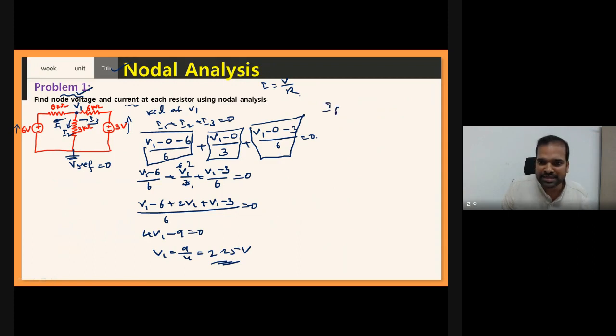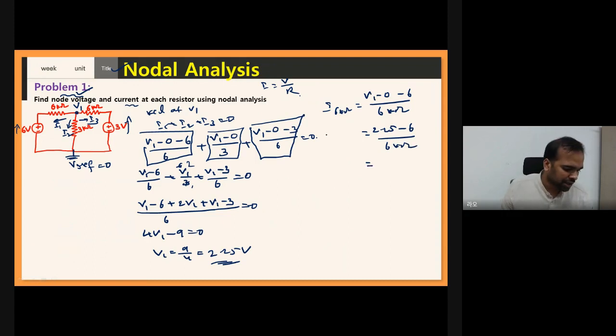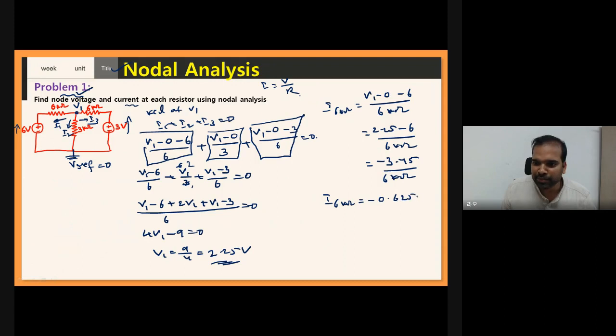Therefore, the current flowing through the 6 kilo ohm, I can write, is V1 minus 0 minus 6 by 6 kilo ohm. So V1 equals 2.25 minus 6 by 6 kilo ohm. So you will get minus 3.75 by 6 kilo ohm. Kilo ohm means 10 power 3, so the current goes 10 power minus 3, that is milliampere. So the current flowing through the 6 kilo ohm is minus 0.625 milliampere.